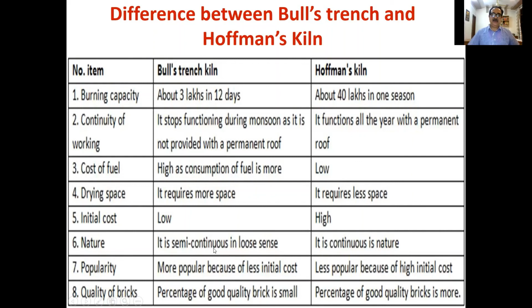So in the rainy season, it stops, and after the rainy season, it again continues. It is a continuous type of nature in the case of Hoffman because it is covered, so the burning can be carried out throughout the year. Popularity: the Bull Trench is used by more people because less initial cost is involved. The Hoffman is less popular because of high initial cost. Quality of brick: the percentage of quality in the Hoffman kiln is more.